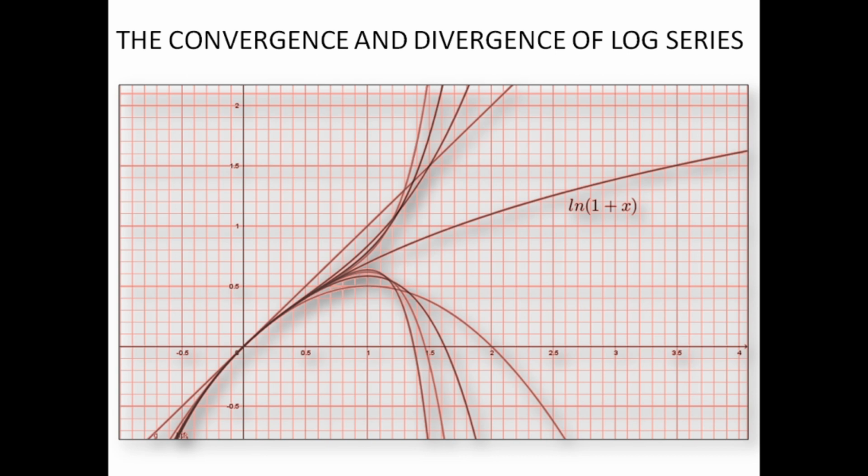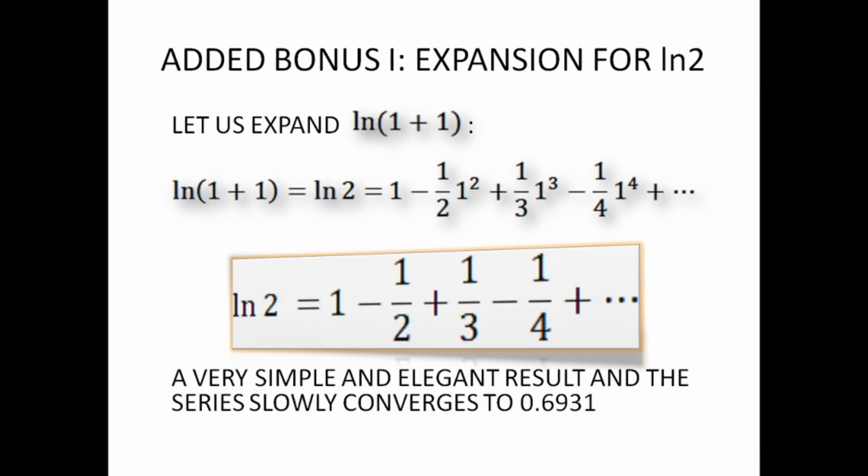So now we can see in this plot the convergence and divergence of the log series. The log series that we have derived converges within this limit, x greater than minus 1 and less than or equal to plus 1. That's a narrow limit, but it works there. Out of that limit, the approximation is not good. The series diverges to infinity. Okay, so we have derived an expression for ln, the natural logarithm function.